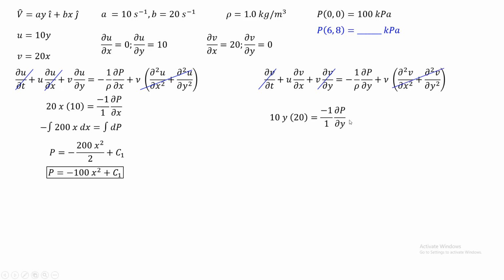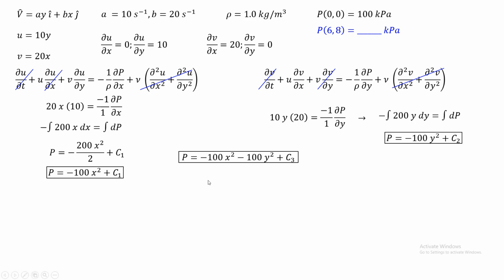We will substitute that. u is 10y, and ∂v/∂x is 20, and minus 1 by ρ, ∂p/∂y. So we are doing a similar procedure, and we will end up integrating on both sides. Here we will integrate with respect to y, hence we get p is equal to minus 100 y square plus c2, right? So since we have two equations, we will combine them into one equation, and we will write minus 100 x square minus 100 y square. We will take these two constants as one constant, c3, right?